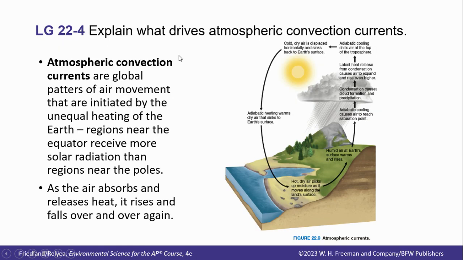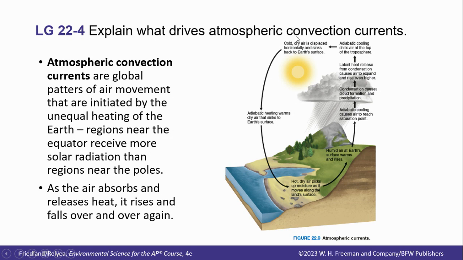Okay, we're on our 22.4. Explain what drives atmospheric convection currents. Atmospheric convection currents are global patterns of air movement that are initiated by unequal heating of the Earth. Regions near the equator receive more solar radiation than regions near the poles. As air absorbs and releases heat, it rises and falls all over again. The best example I can think of for this is a lava lamp.